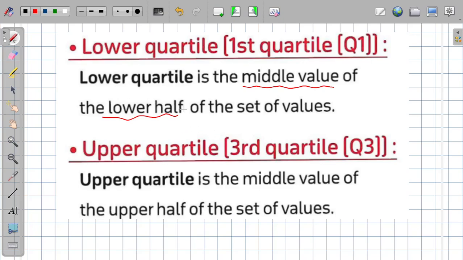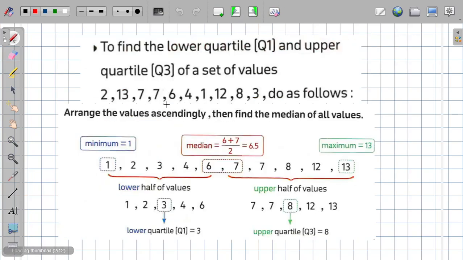So we will cut the set of values into two halves, the lower one and the upper one. The middle value of the lower half is called the lower quartile, and the middle value of the upper half is the upper quartile or the third quartile. So if I have a group of sets like this, I want to find the lower quartile and the upper quartile for this set of values.